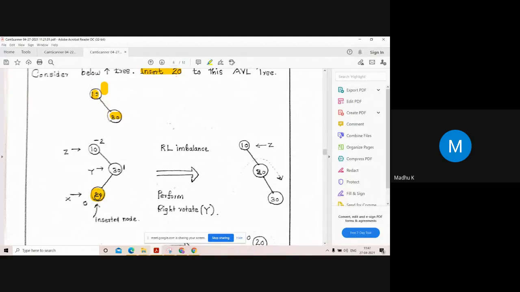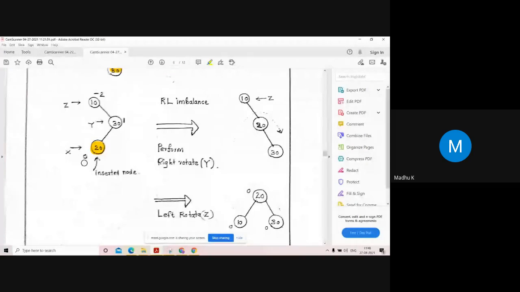It's a very simple procedure. We will start from the root and compare it with the root. If it is greater, then we will take the right path, else the left path. In this way, we will first reach here, then insert it here. Now we check the balancing factor of each node.